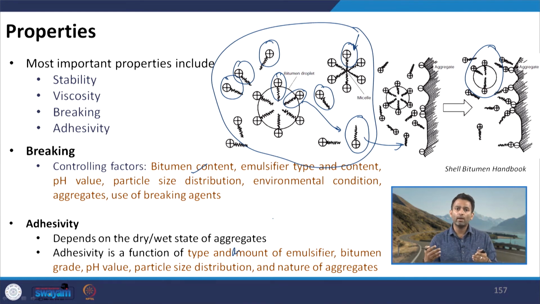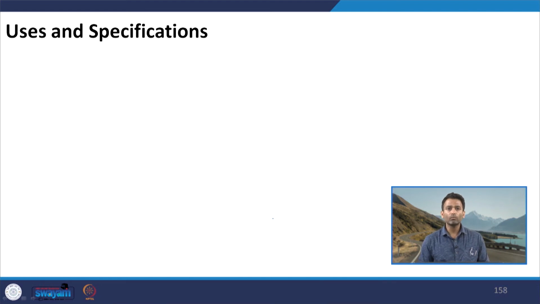Also, when the aggregates are damp in nature, let us say we have a wet state of aggregates, then it all depends on how these three systems, that is the aggregate surface energy, the water surface energy and also the surface energy of the emulsion system, create a balance between them and allow the bitumen to wet the aggregate particles.